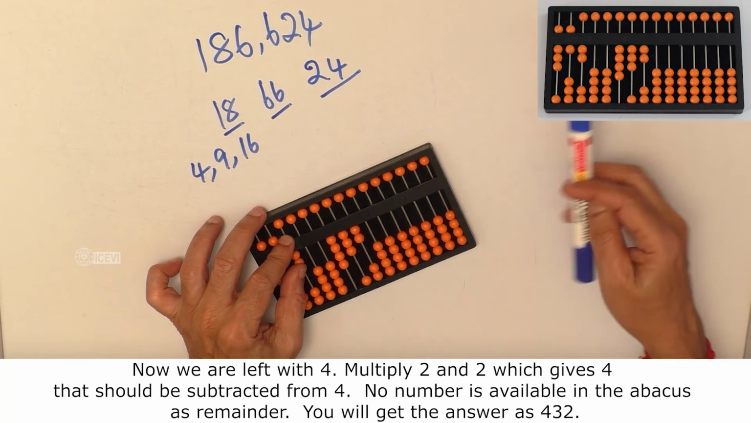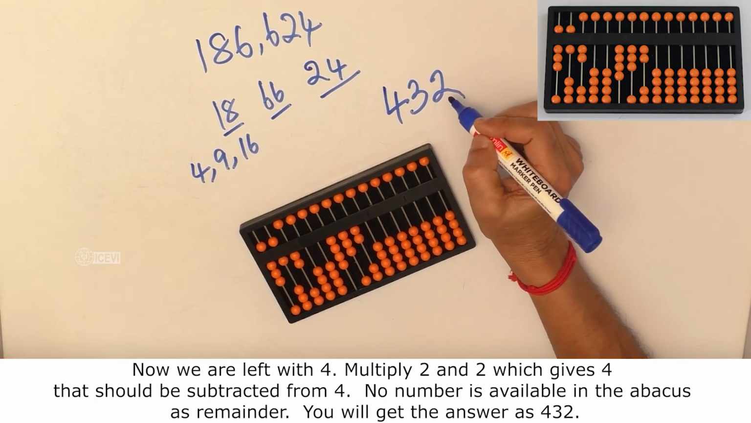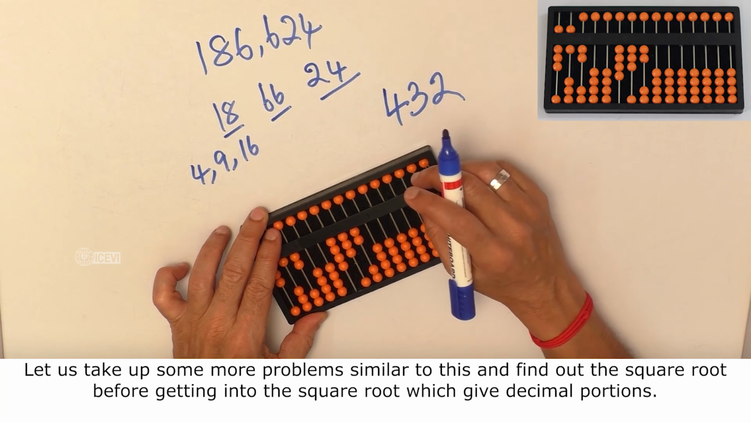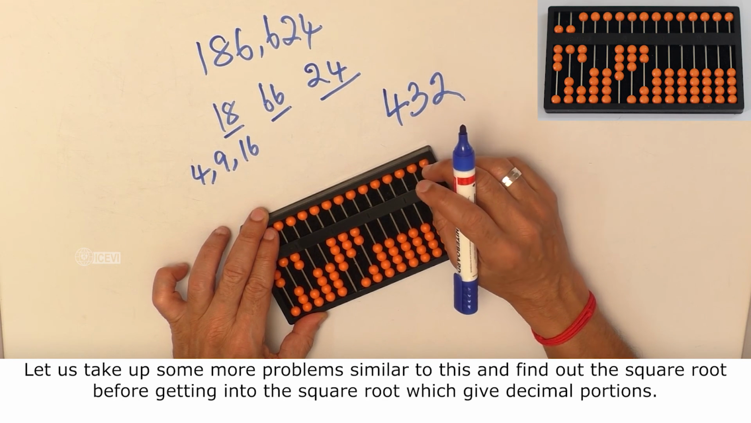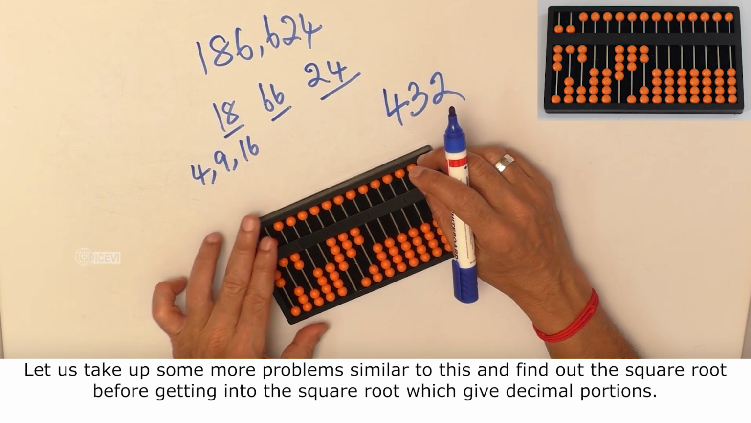You will get the answer as 432. Let us take up some more problems similar to this and find out the square root before getting into the square root which give decimal portions.